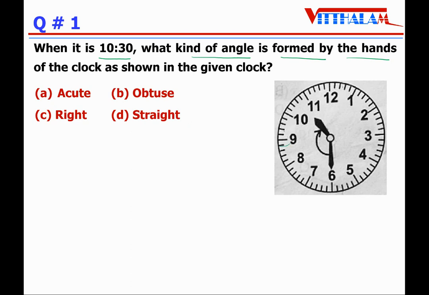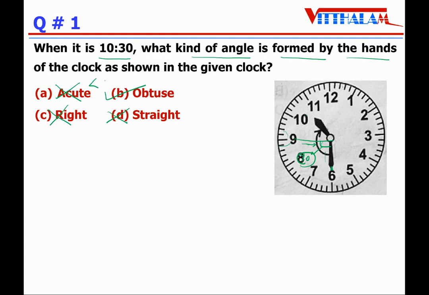At 10:30, if you see the picture, the hour hand is between 10 and 11 and the minute hand is at 6. If I draw from 9, this will be 90 degrees, correct? It's a right angle, but it is a little bit more than that, so it is more than a right angle. It is not an acute angle, it is an obtuse angle, it is not a right angle, it is not straight.